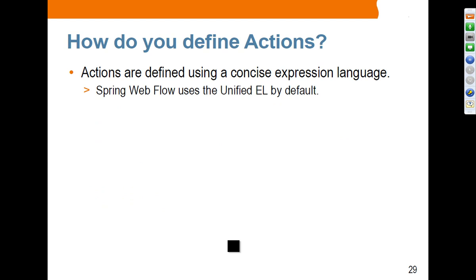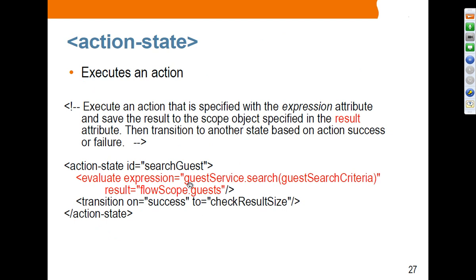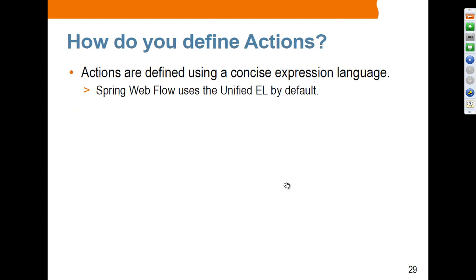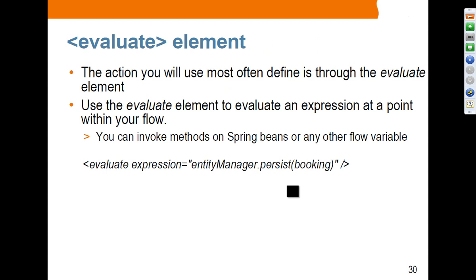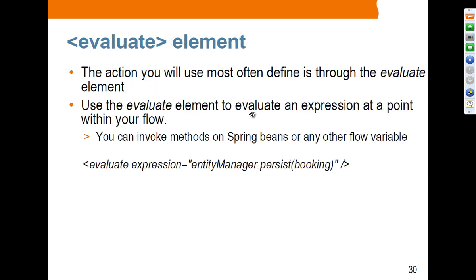So how do you define an action? Actions are defined using a concise expression language, and basically it is using this syntax. You can just call this object and method, and you can also use the unified expression language as well. Evaluate elements. The action you will use most often is defined through the evaluate element, which evaluates an expression at a point. Yeah, so you can have an evaluate like this, and in the previous slide, you remember that we talked about the Spring Framework expression language in previous presentations. So that's certainly possible. I don't have an example of that here, but it's certainly possible. You can use the evaluate element, provide an expression, and inside the expression you can invoke methods of Spring Beans or any other flow variable.